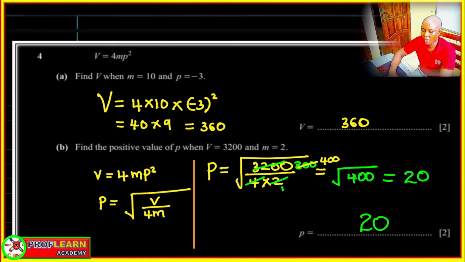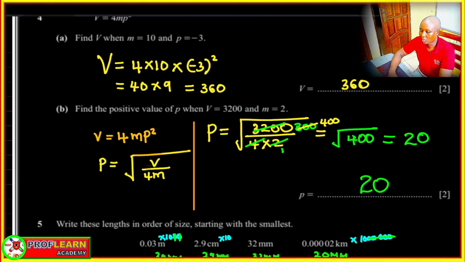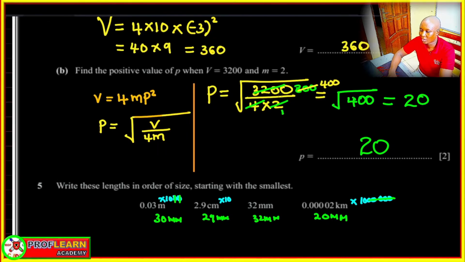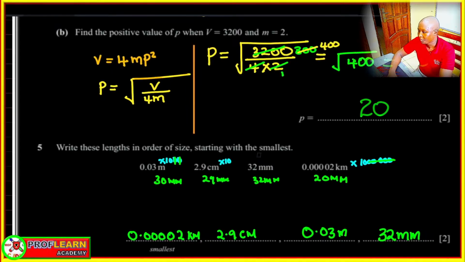Find the positive value of p when V is equals to 3200 and m is equals to 2. Here I decided to change the subject of the formula. I made p the subject, and then I substituted. You can see, you can cancel out, and you will have your answer as 20.